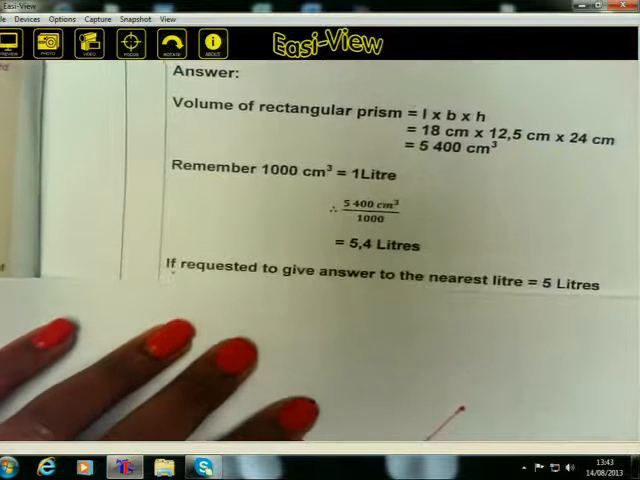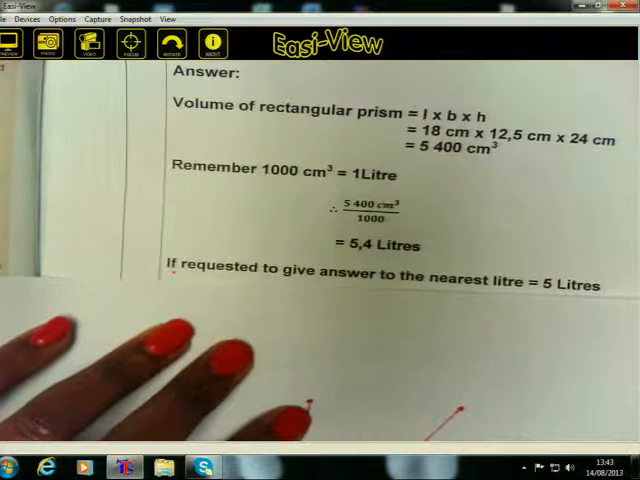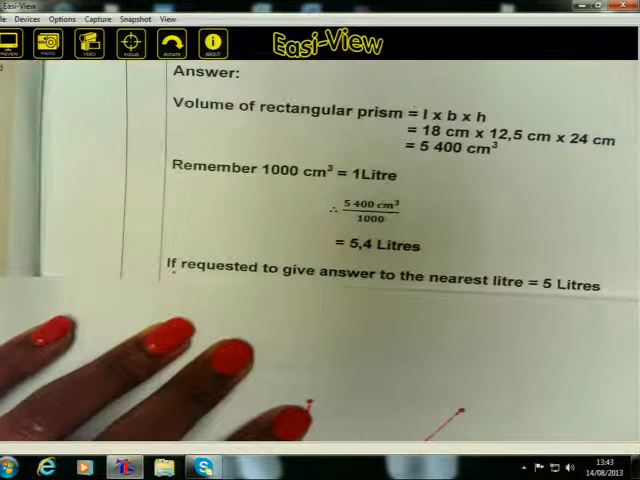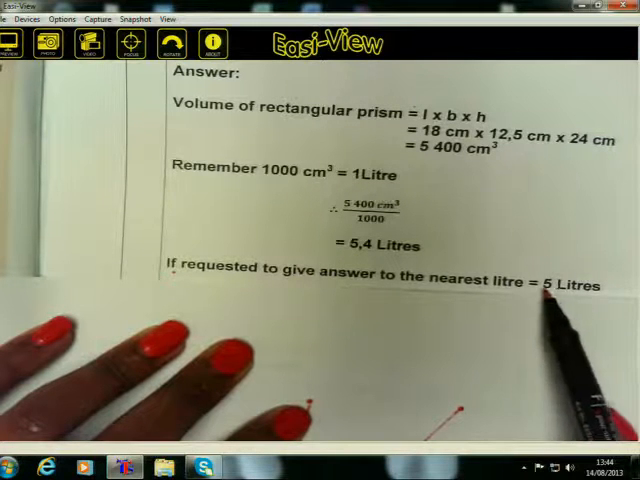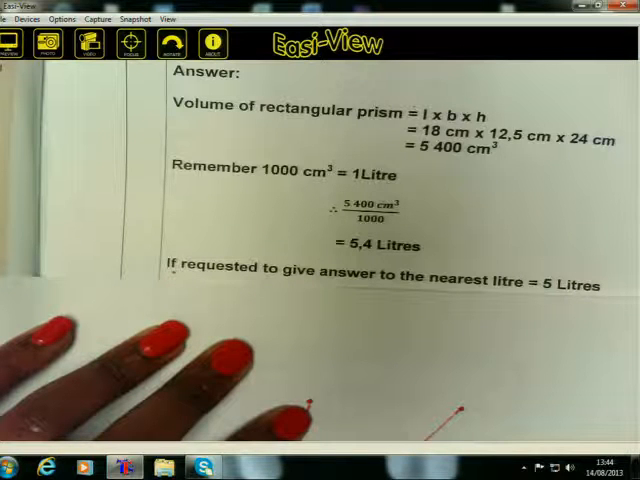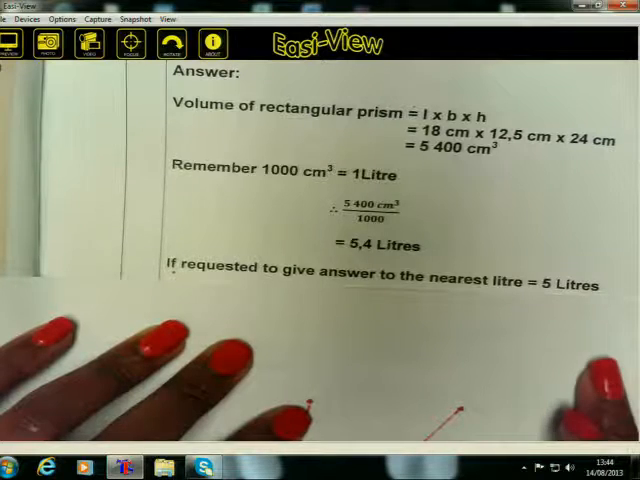Sometimes a question will request you to write the answer to the nearest liter. For example, in this particular question, they did not say we must write to the nearest liter. But if one of the questions says, give your answer to the nearest liter, then our answer will be 5 liters, meaning we round off our answer to a whole number. We don't write the decimal, we just write a whole number. Then our answer will be 5 liters.